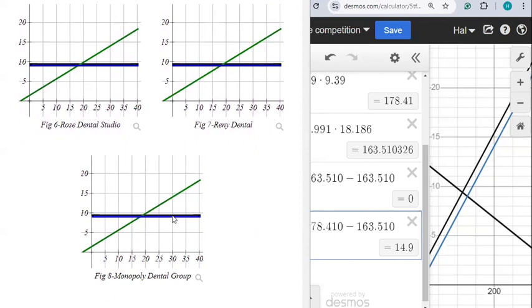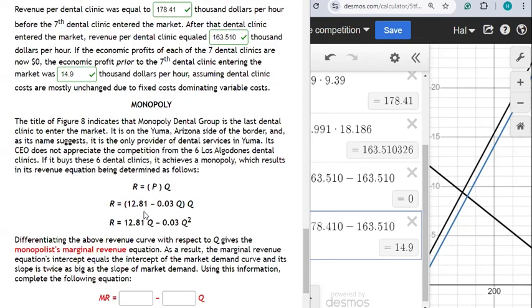You can see the original demand curve and the new demand curve. Black is the original, blue is the new demand curve, and green is the marginal cost curve. So the prices come down, and the amount of surgeries each performs has decreased from 19 to just over 18 per hour. Suppose this Monopoly Dental Group is on the Yuma, Arizona side of the border.